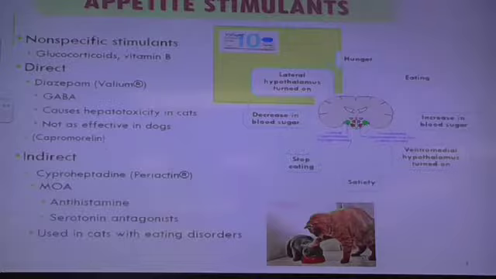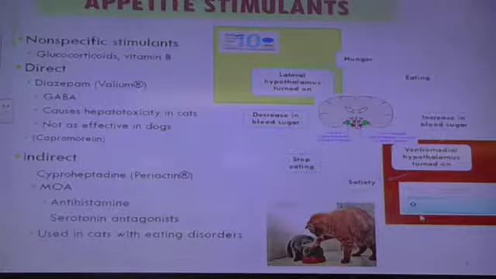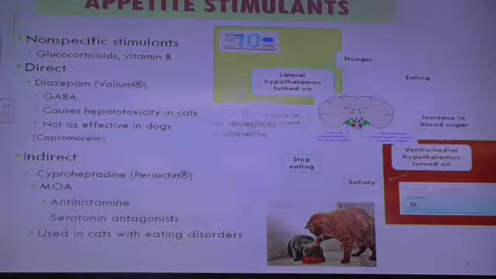And the last type of appetite stimulant is cyproheptadine, which is right here. This one is indirect because it does not stimulate the hunger center directly, but has an antagonizing effect on the satiety center via the serotonin receptor. So it's commonly used in cats with eating disorders or chronic conditions.